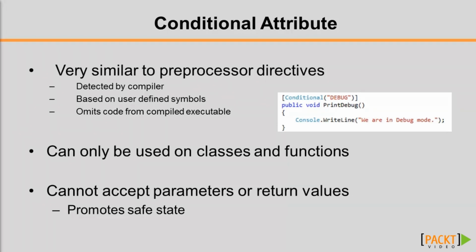Conditional attributes are very similar to preprocessor commands. They are detected at compile time by the compiler and omit specific code based on the given symbol. They also differ in where they can be placed. Due to their nature, conditional attributes can only be used on classes and functions, basically full chunks of code. They also cannot take parameters and must return void. While this may seem restrictive, it comes with an added benefit: promotes safe state. With a conditional attribute, it is harder to change the state of the game due to it not taking parameters or returning values. This makes it perfect for displaying debug information.